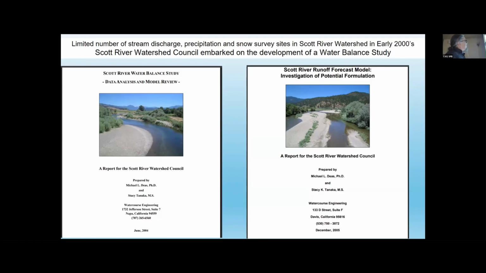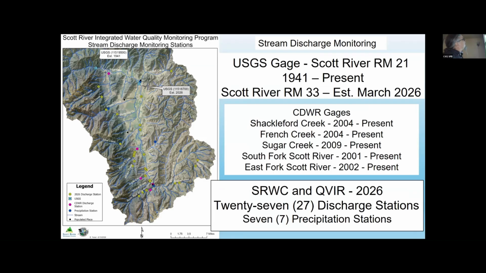So Watershed Council worked with Mike Diaz in the early 2000s. He developed a couple of these seminal papers that have helped really guide us in our expansion of our monitoring of hydrology with the hope of developing a more refined water balance. So here's kind of where we were then and where we are now.